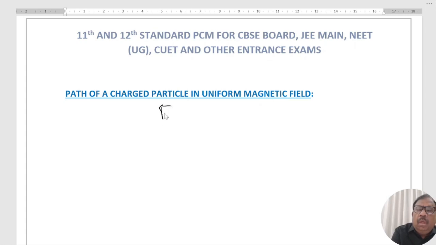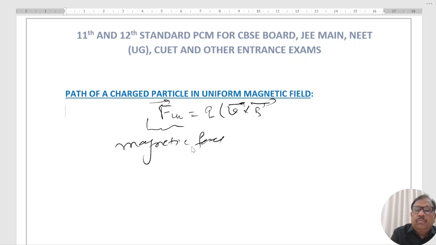You know, Fm equal to q V cross B. The magnetic force experienced by the positive charged particle is given by this formula. So V is the velocity of the charged particle entering the uniform magnetic field, right? In that case, F equal to q V B sin theta.